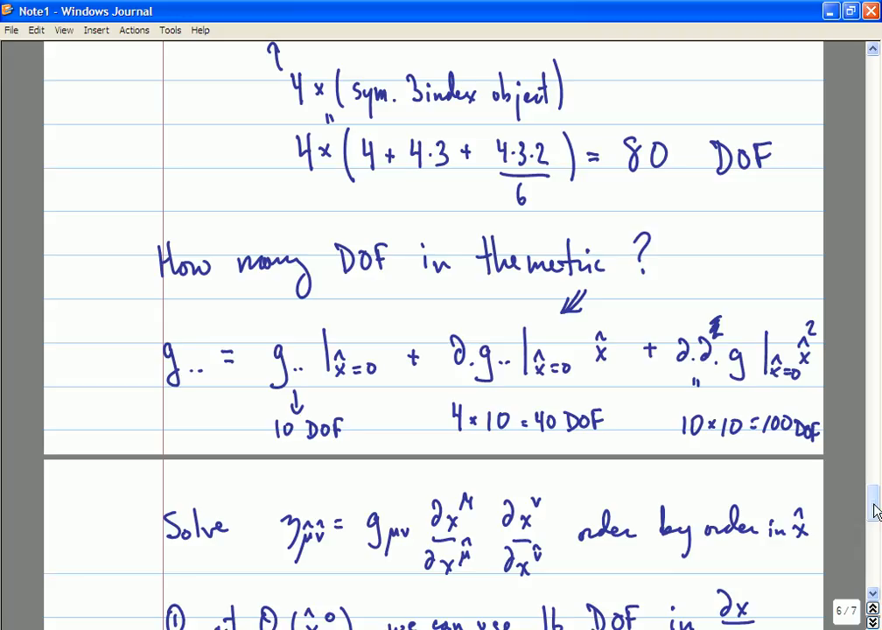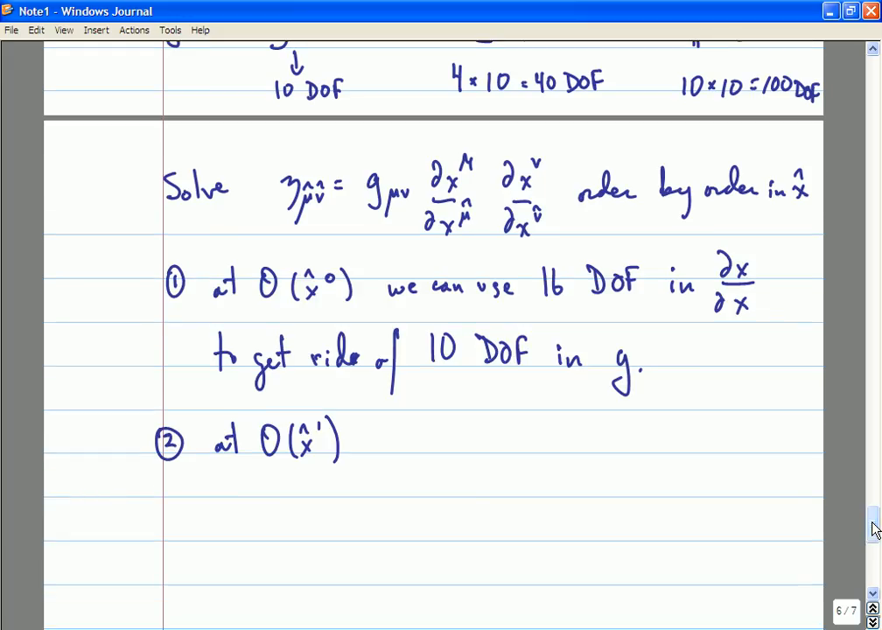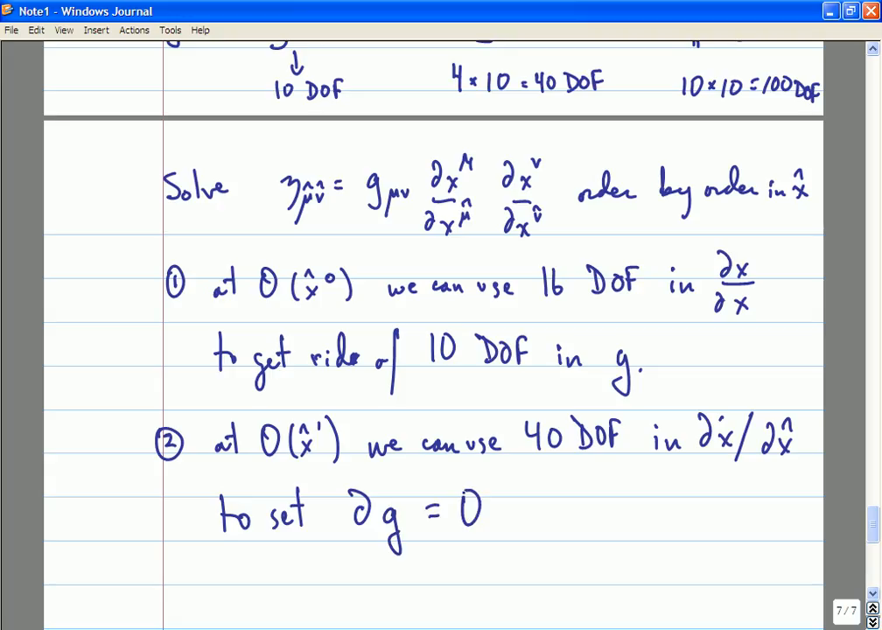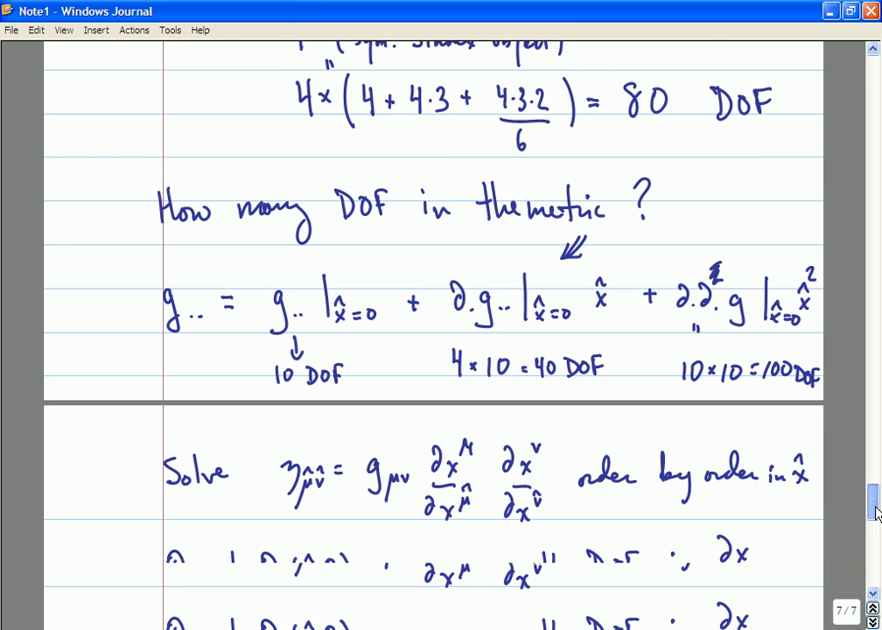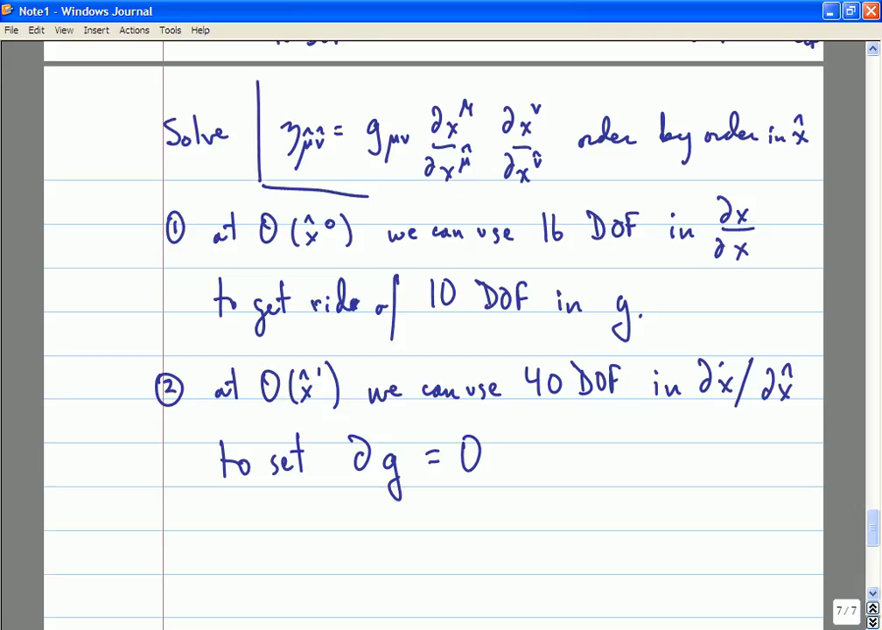So at first order in x hat, we can use the 40 degrees of freedom in dx by dx hat to not only set the metric equal to eta mu nu, but we can set the derivative of the metric equal to zero. Is that clear? We can solve this boxed equation up above to first order in x hat, which means we can find a coordinate system not only where the metric is Minkowski, but the derivative of the metric agrees with the derivative of the Minkowski metric, namely it's equal to zero.